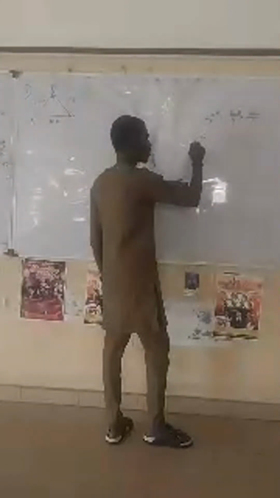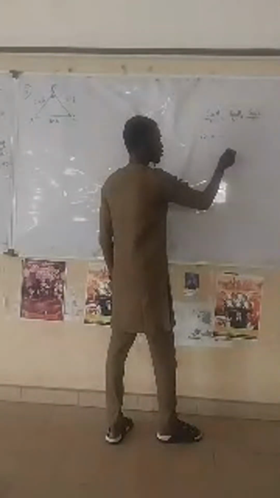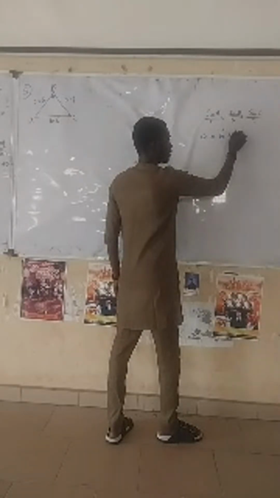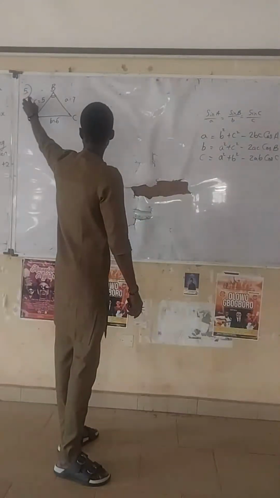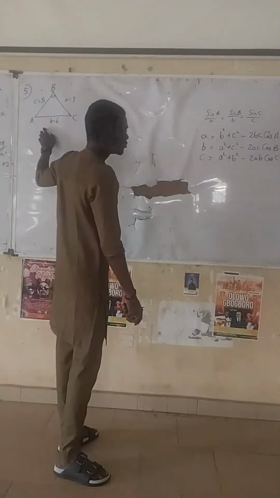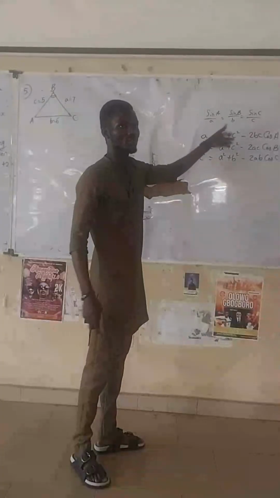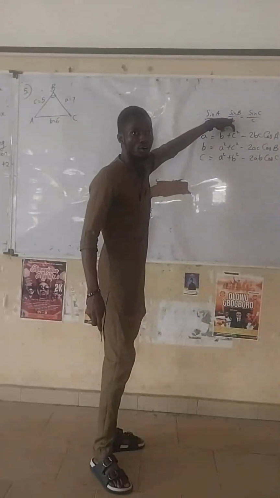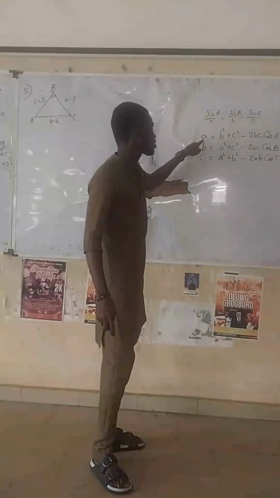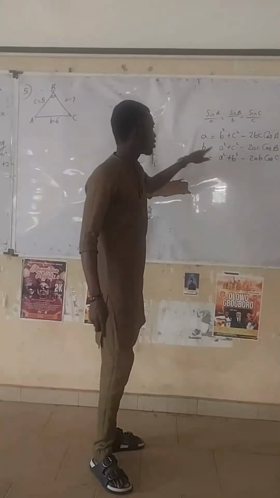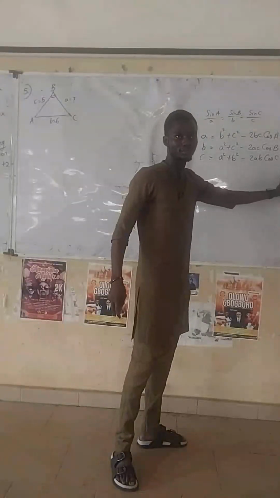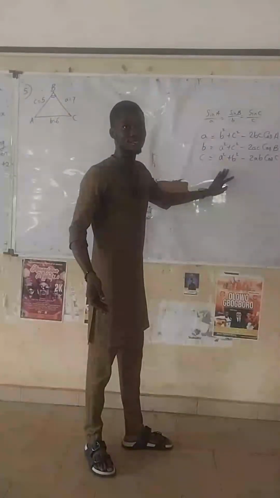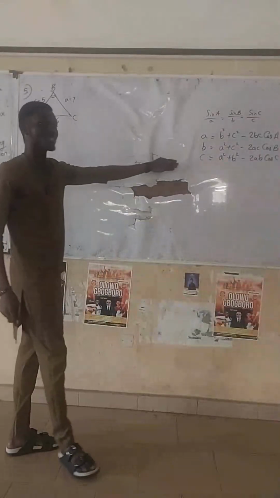Now, what about the cosine rule? Let's start with a. a squared equals b squared plus c squared minus 2bc cos of capital A. That means the sum of the squares of the other two sides, b and c, then minus 2 products of it, minus 2bc cos A. The capital letter means the angle itself, while the small letters mean the sides. So that's the sine rule and this is the cosine rule.